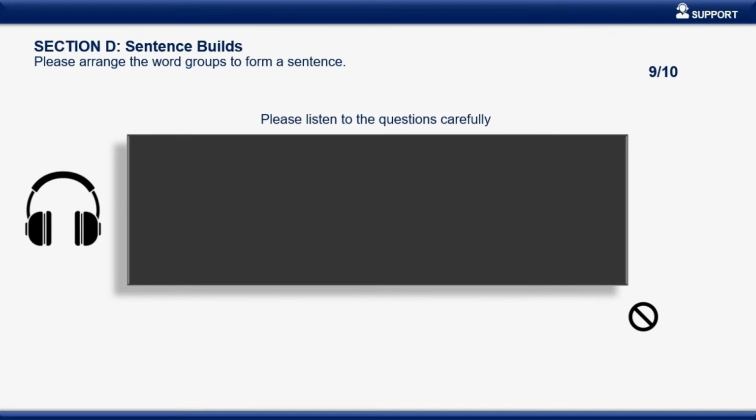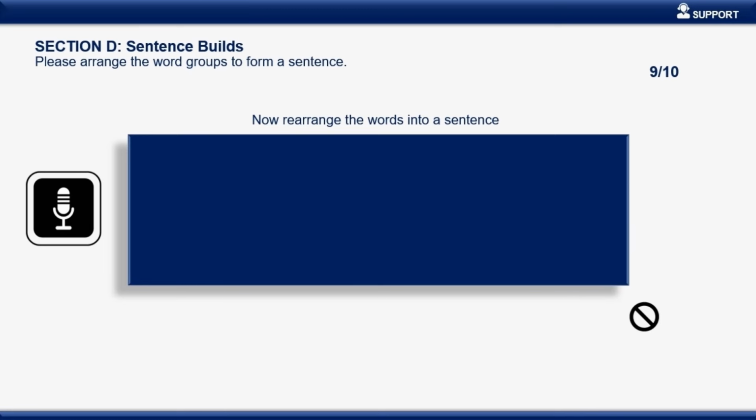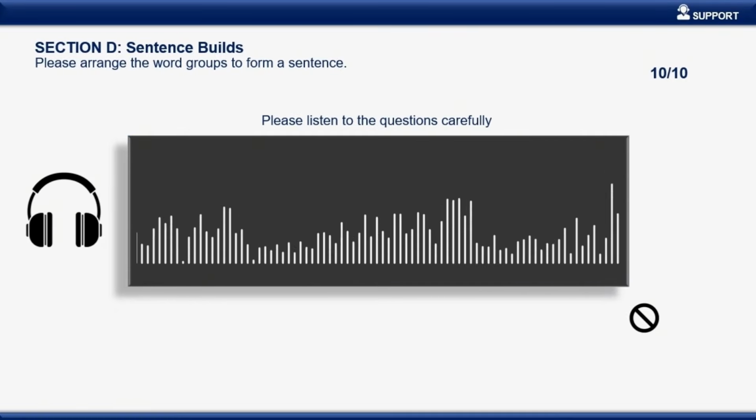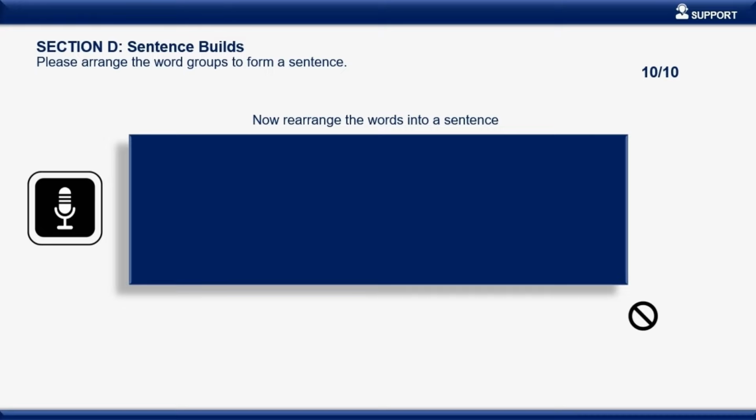Was nowhere. The car instruction manual. To be found. The car instruction manual was nowhere to be found. The party. Around 5. Starts. The party starts around 5.